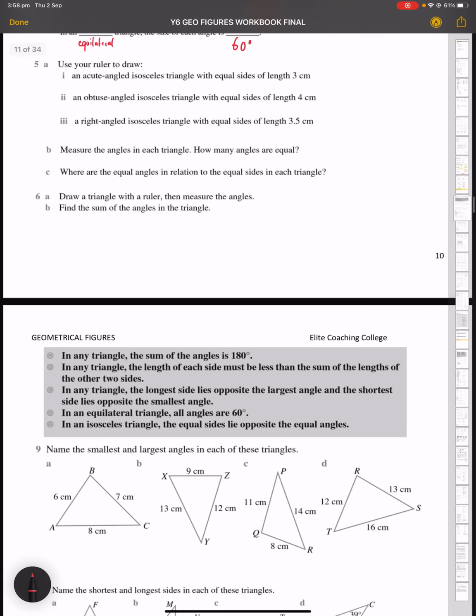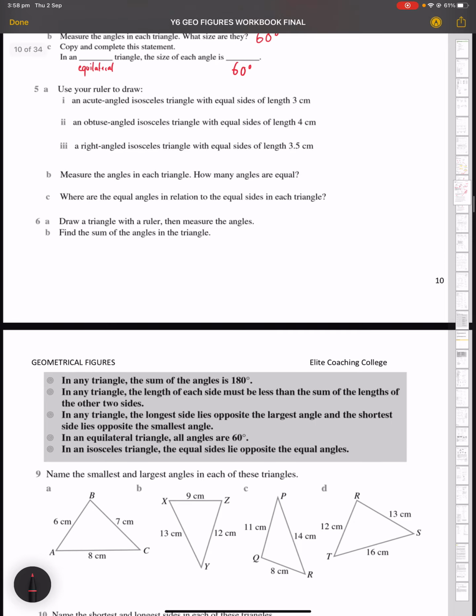Question 5. Use your ruler to draw an acute angle isosceles triangle with equal sides of length 3 centimeters. So, an acute angle isosceles triangle will look something like this. Not the best triangle. Let's say that these two sides are equal, and the sides are 3 centimeters. And this is an acute angle, so all the angles in here are less than 90 degrees, which means they're acute.